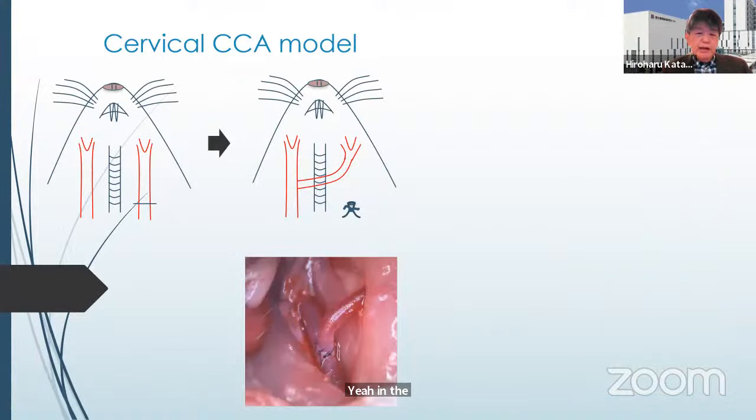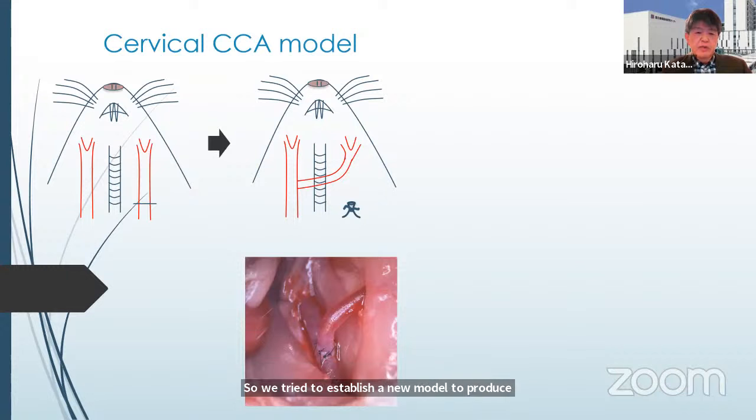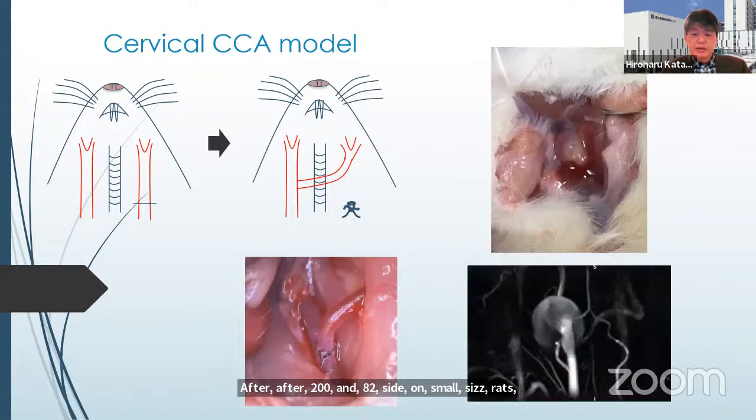In the OA-ACA model, unfortunately I cannot depict the aneurysm itself because it is too small. So we tried to establish a new model to produce a larger aneurysm, the cervical CCA aneurysm. After end-to-side anastomosis of the rat cervical CCA, an aneurysm arises near the anastomosis site. The size reaches more than 3 mm and can be depicted by 10 Tesla MRI.